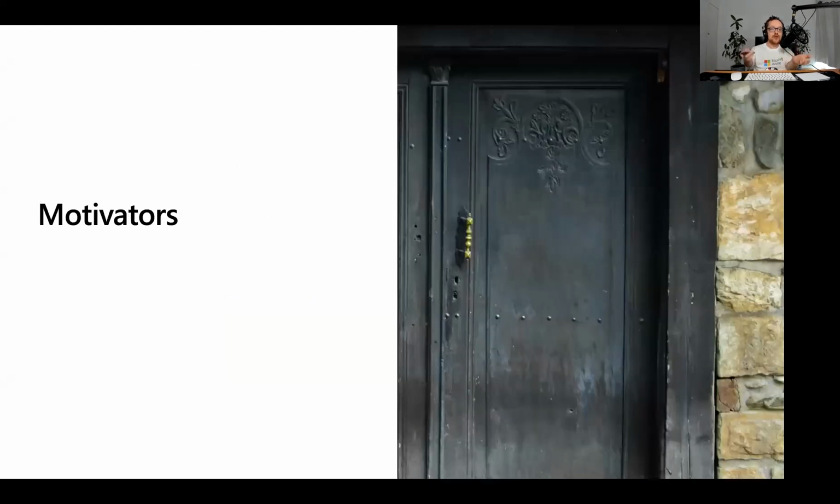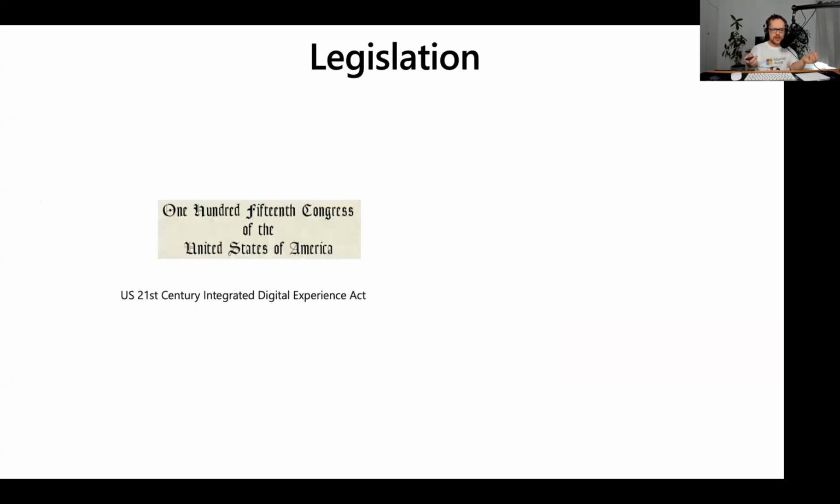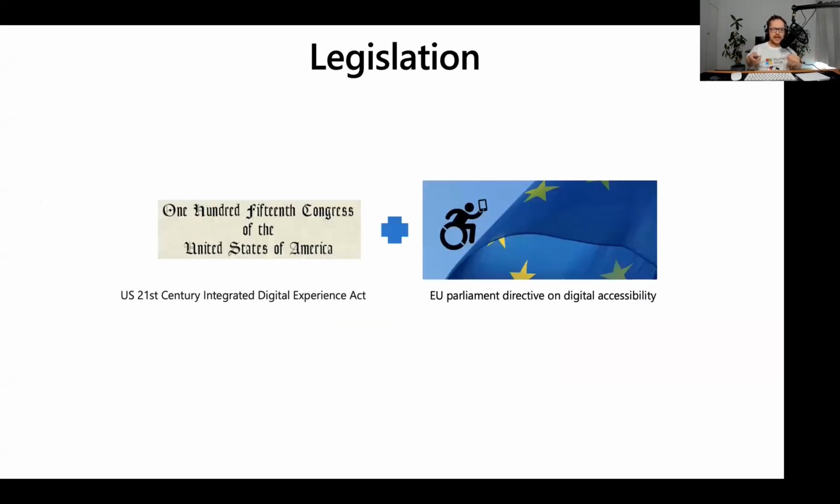Now you look at motivators to how to apply them to your business practices. So first of all, we got legislation. Now, the US 21st Century Integrated Digital Experience Act and the EU Parliament Directorate of Digital Accessibility says they're going to take a stick, and from this year, you better be WCAG 2.1 AA compliant, or like Canada does, if you're a civil-facing website, you get a $100,000 fine per day.